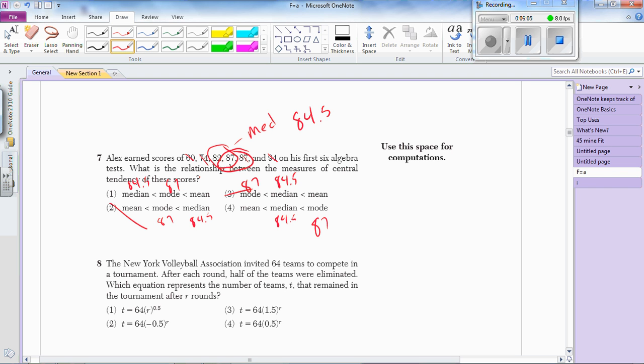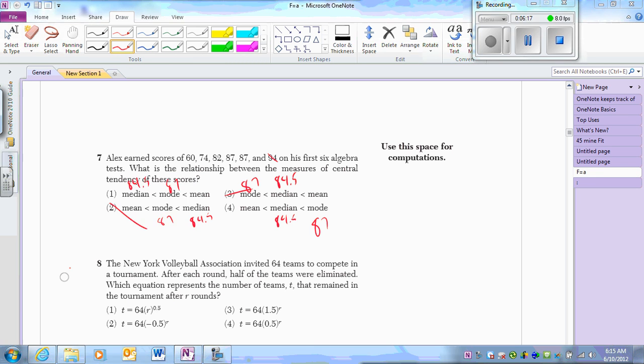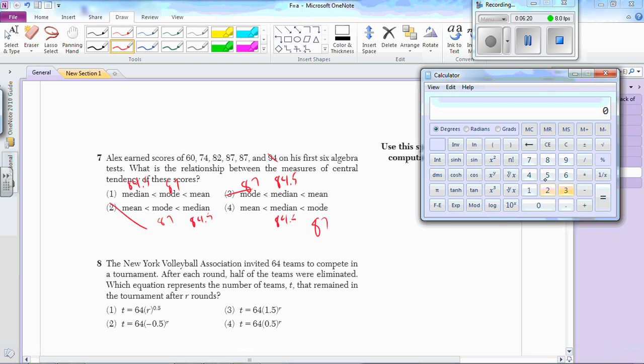Then we have to find the mean. Since I can't see these anymore, it's probably not a good idea. Let's erase that. Bust out my calculator. Hopefully that's over here somewhere. We are going to do 60 plus 74 plus 82 plus 87 plus 87 plus 94 equals divided by 156.